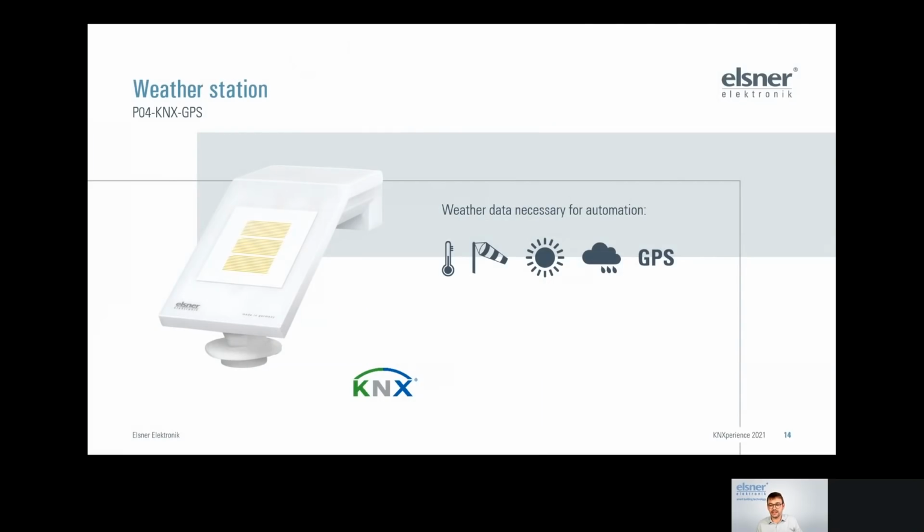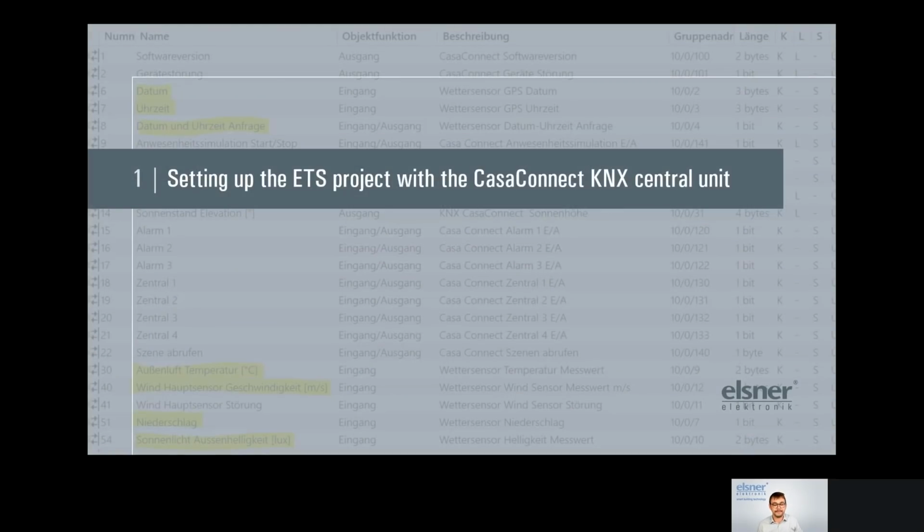The weather station provides the necessary measured values such as outside temperature, wind speed, brightness, and precipitation. The date and time are synchronized via GPS. In the best case, it also assembles coordinates for calculating the position of the sun. Let's have a look at how to set up an ETS project with the CasaConnect as a central unit.